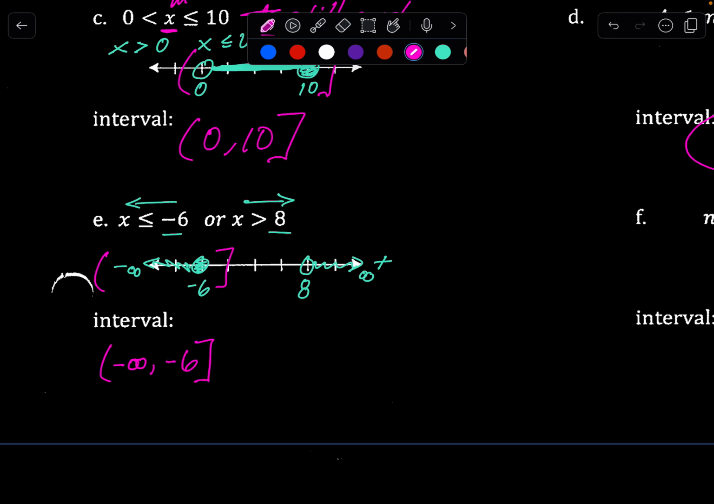But then over here on this side of our number line, my apologies, we haven't done that one yet, so let's do that. It's a parenthesis on 8 and a parenthesis on the infinity. So this is the second part of our inequality.